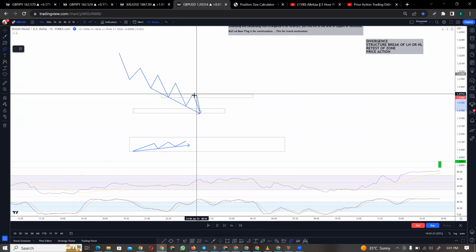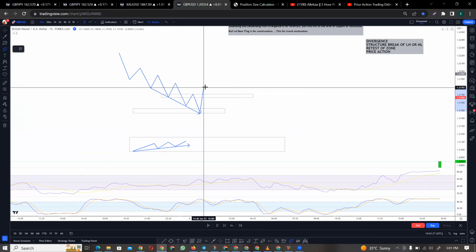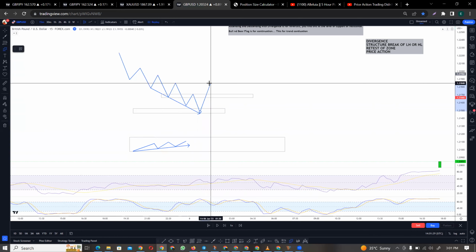I don't know whether this makes sense to you. The market changes direction only when it breaks this. Once the market breaks it, we will say, okay, I have gotten my second confluence, then the third confluence.